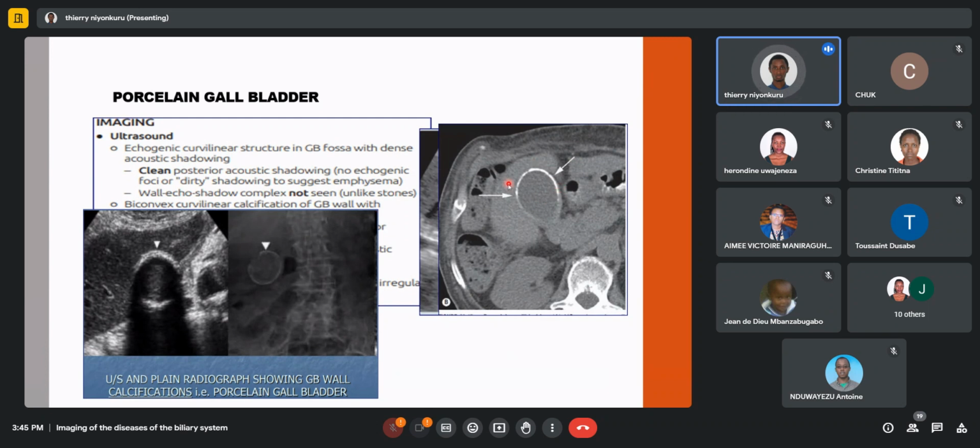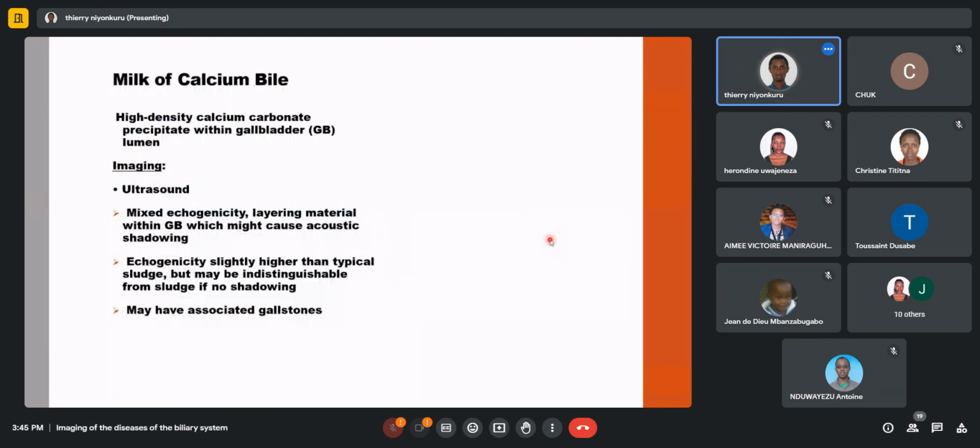This on CT shows the calcified gallbladder, but no surrounding fat stranding or pericholecystic fluid collection. There's what we call milk of calcium bile.